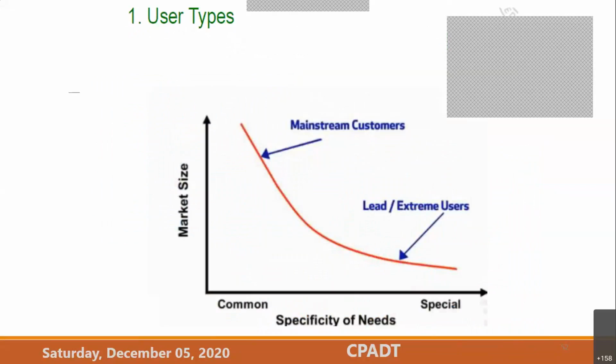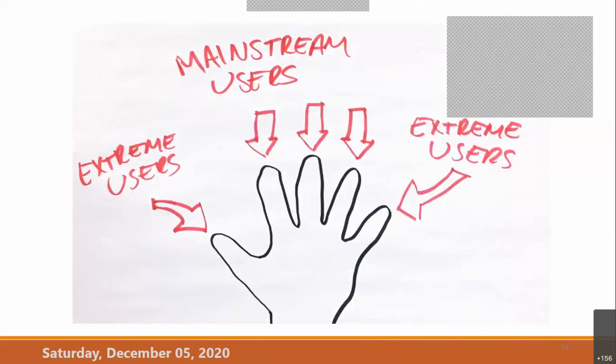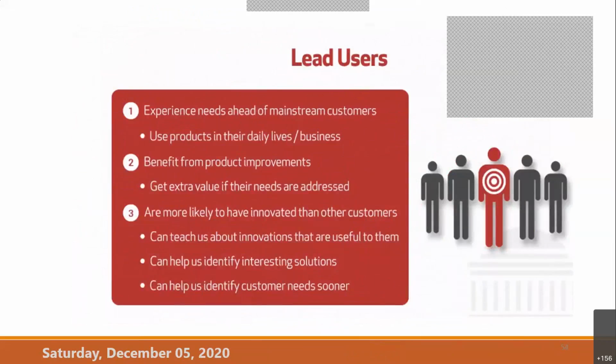Now, if you look at the kind of user types that we have been looking into, your mainstream users, their needs are very common, and they belong to the highest size of your market. Your market size is very big for your mainstream users. If you are looking into the lead or your extreme users, they have special needs and their market is very small. Okay, so this is how the graph of your user types looks. I think this is self-understood now.